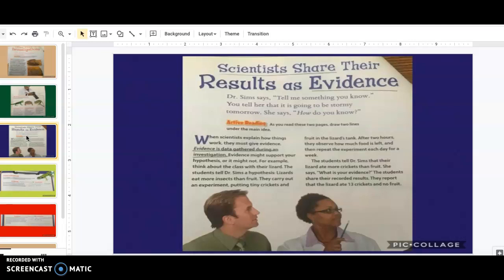And one thing scientists are really good at is sharing their information with others. Okay, that's part of the scientific method, sharing your data and your results with other scientists. So make sure you're reading that page, but I do want you to underline evidence is data gathered during an investigation. And you know what? Sometimes your evidence shows that your hypothesis was right, and sometimes it shows it was not right, and that's okay. It might give you a new question to ask to try to find the answer to.